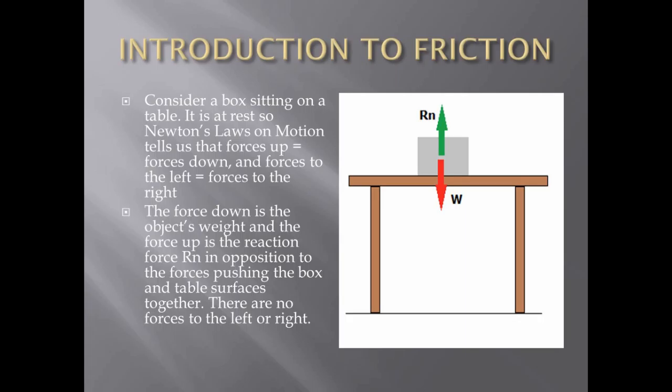The force down is the object's weight, and the force up is the reaction force, Rn, in opposition to the forces pushing the box and table surfaces together. In this case, that would be the weight of the box. There are no forces to the left or right.